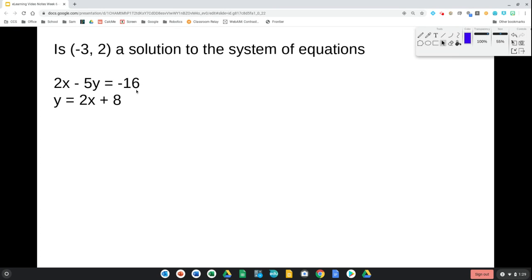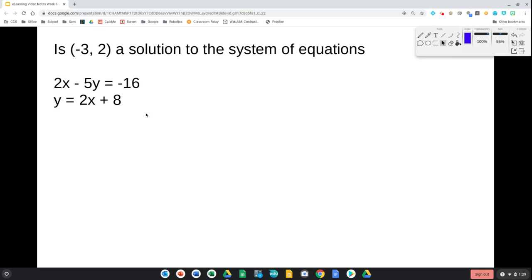2x minus 5y equals negative 16. That's an equation. y equals 2x plus 8. That's an equation. What we're trying to do is find an ordered pair, a value for x and y that will not only make the first equation true, so in other words, when we plug in the number for x and the number for y, we get negative 16. We also want that same ordered pair to make this second equation true, so that when we plug in for x and plug in for y, we get the same number on both sides.